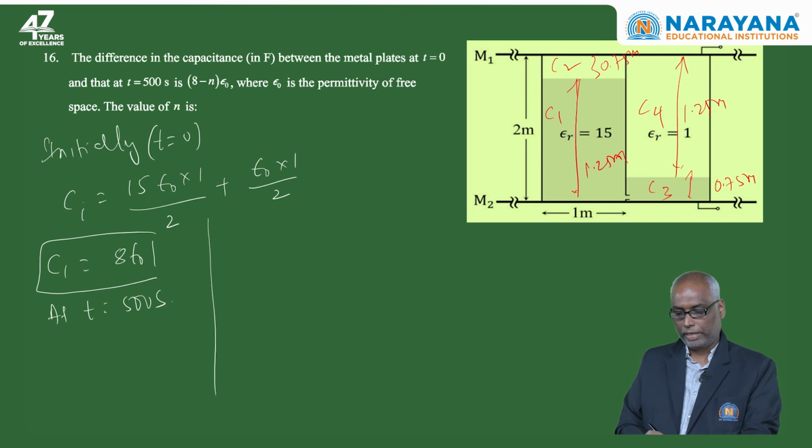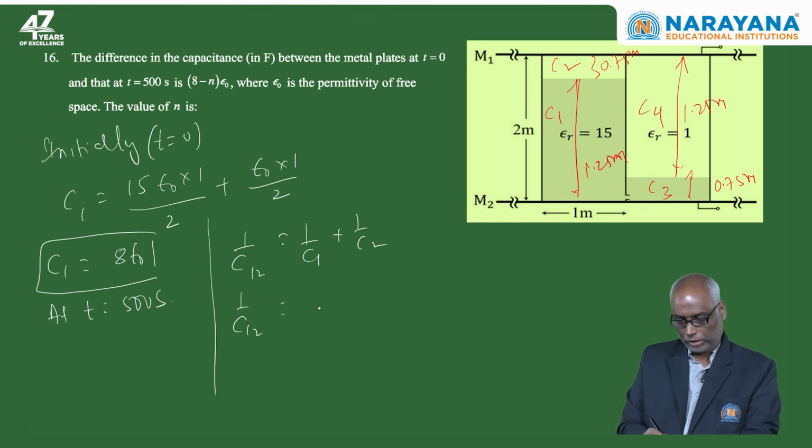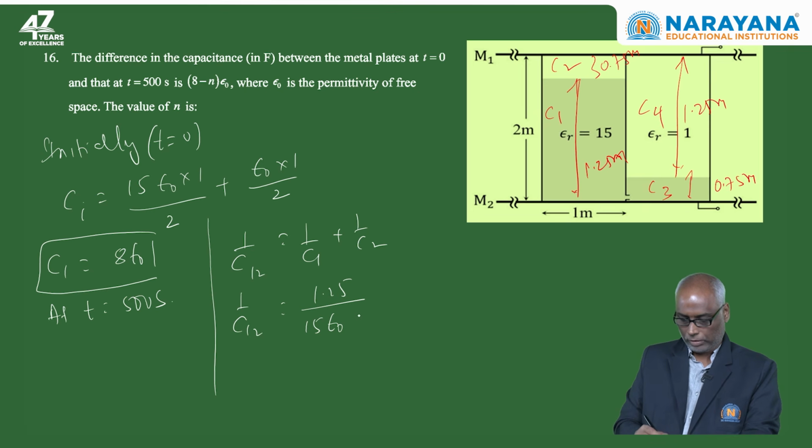Because C1 and C2 are connected in series, the effective capacitance is: 1 divided by C12 equals 1 divided by C1 plus 1 divided by C2. The distance is 1.25, so 1.25 divided by 15 epsilon naught, where epsilon naught is the permittivity, into area 1, plus 1 divided by C2, which is 0.75 divided by 1 into epsilon naught.